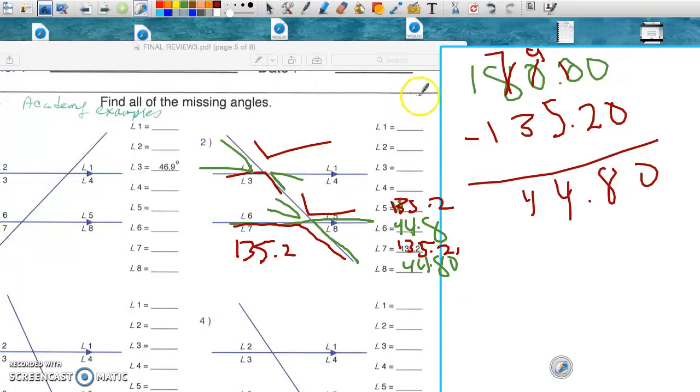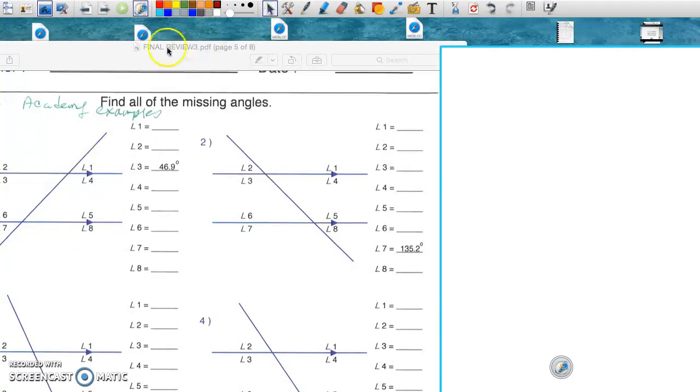So now we can fill in over here. Okay? Angle 1, you know it's 135.2. Angle 3, 135.2. Angle 2, 44.8. And angle 4, 44.8. Because, my friends, it should be alternating too. Look at that. Maroon, green, maroon, green, maroon, green, maroon, green. Ta-da! All right. I think you get the idea.